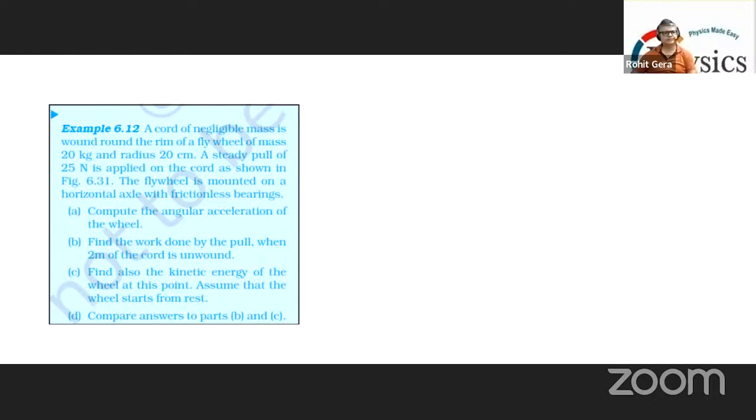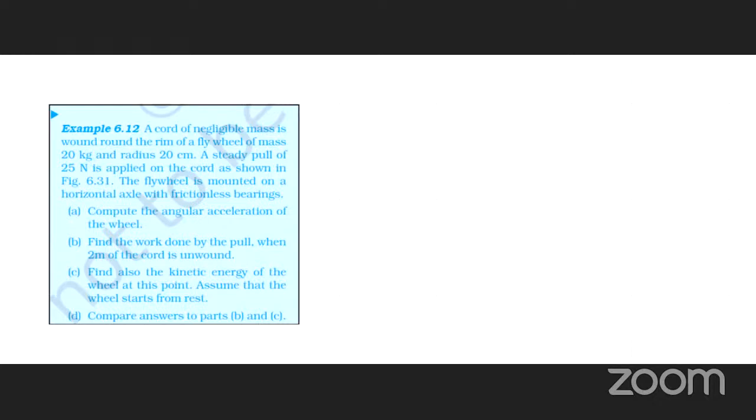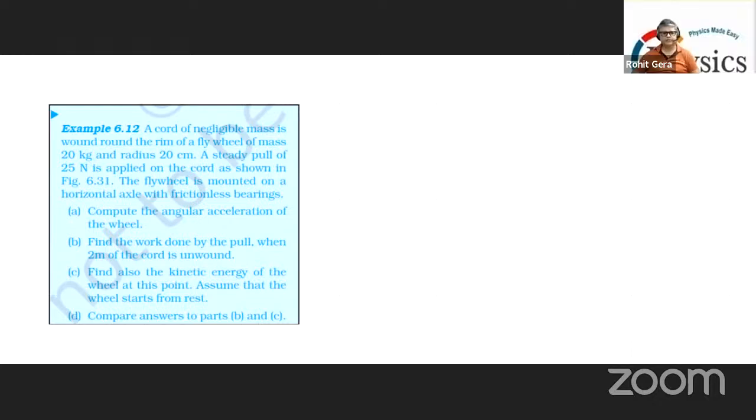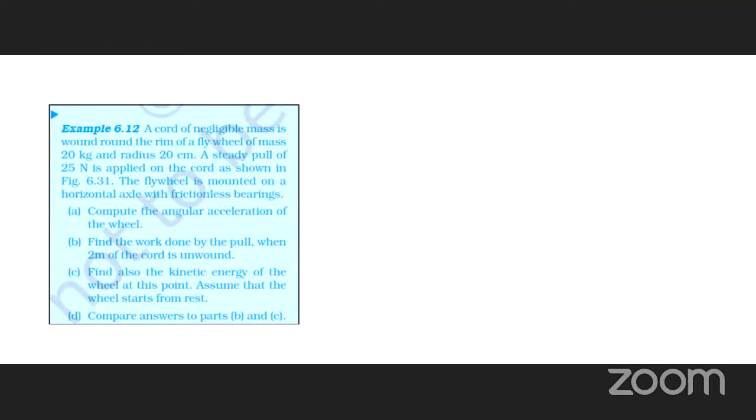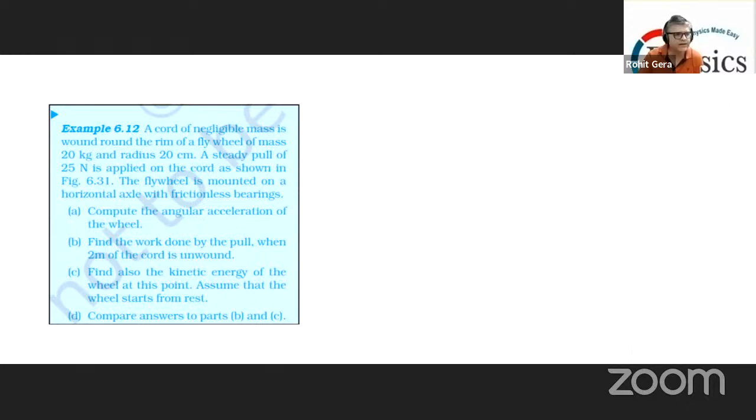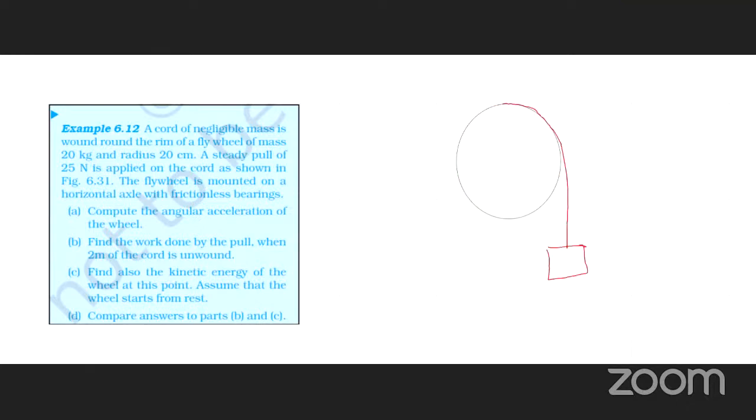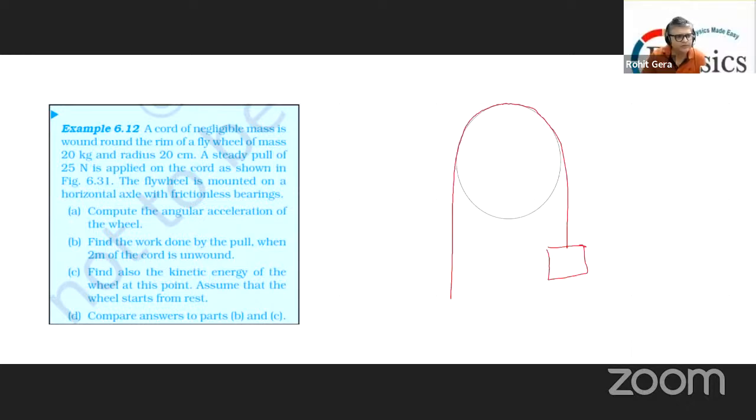NCERT question. तो उसमें से हिंट देना. Hint. Okay. So you have a rim of flywheel, right? So this is your flywheel and it is pulled up. तो इसका मतलब एक साइड पे मास है, इस साइड मास है. It is pulled up, तो ये पुली का काम कर रही है. Yeah. So you are supplying 25 newtons.